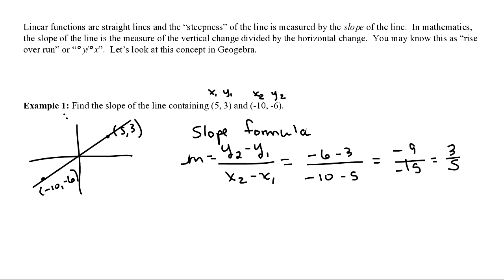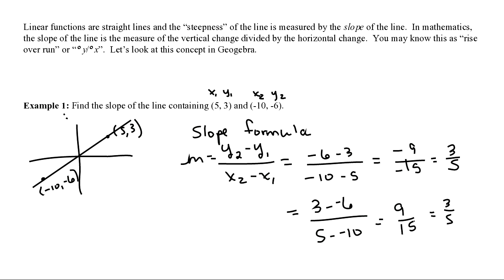Now, it doesn't matter which point I put first. Notice that we could have also calculated this, instead of the -6, what if I used the 3? So it'd have to be 3 minus -6 divided by the other x coordinates. With the 3 is the 5, so I got to put a 5 here minus -10. And what we get here is just 9/15, the positive version of it, which is still 3/5. So we're good. The slope of the line containing the points (5, 3) and (-10, -6) is 3/5.